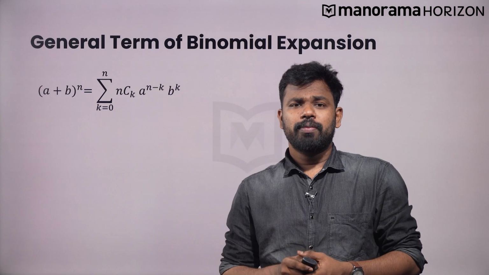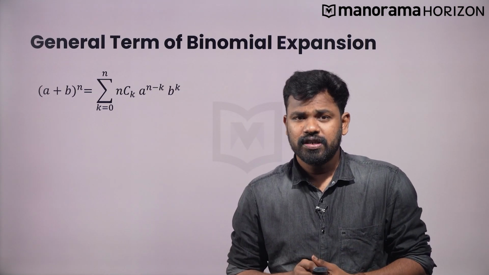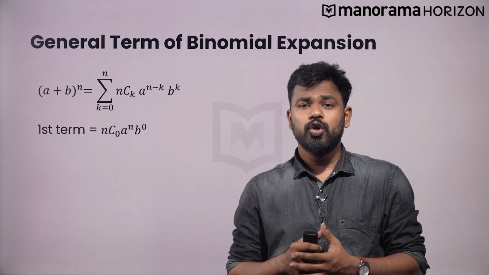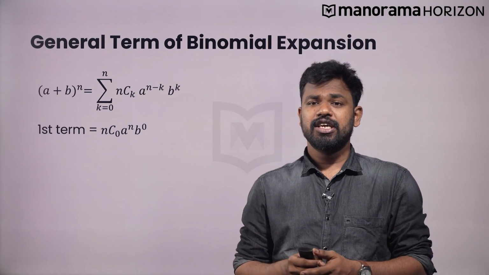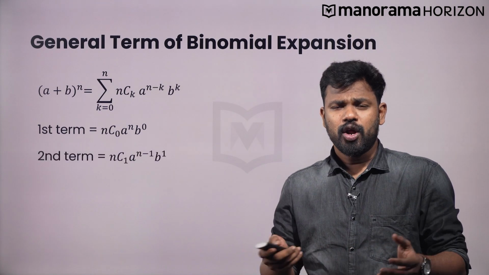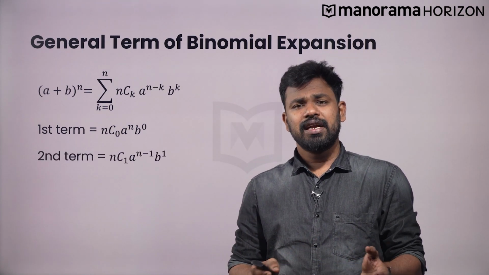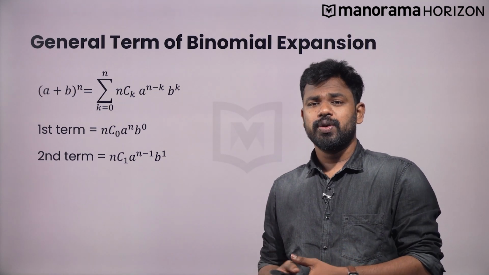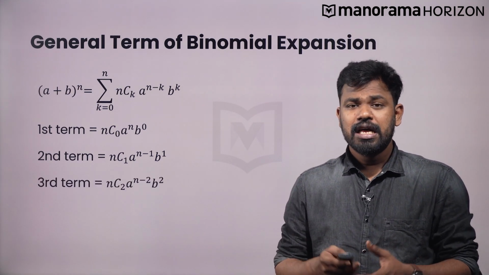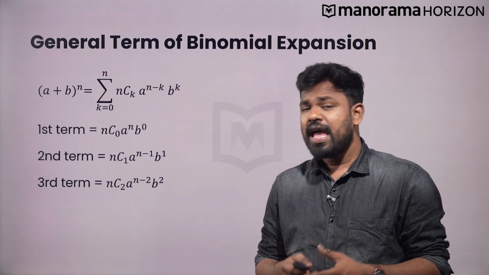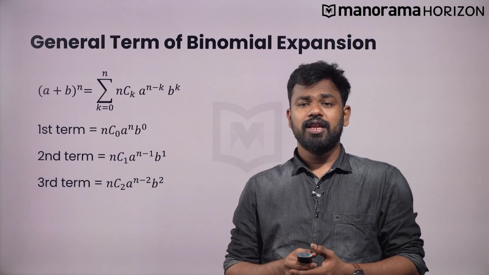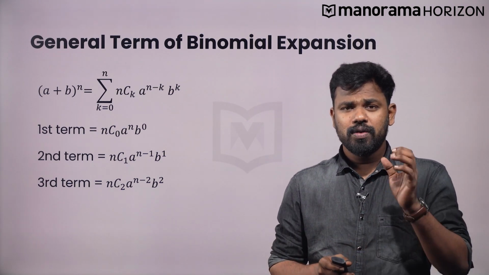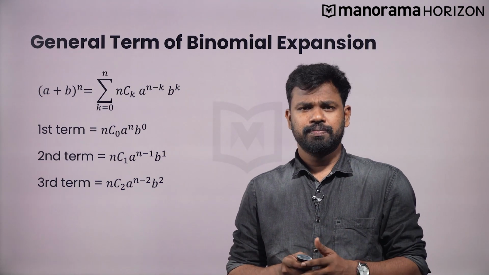Again, look into the binomial expansion. What will be its first term? The first term is obtained by putting k equal to 0. So we get nC0 a raised to n. Now what will be the second term? The second term is obtained by putting k equal to 1, that is nC1 a raised to n minus 1 into b. Similarly, the third term is given by nC2 a raised to n minus 2, b raised to 2, and so on. If this repeats, what will be the (r + 1)th term?